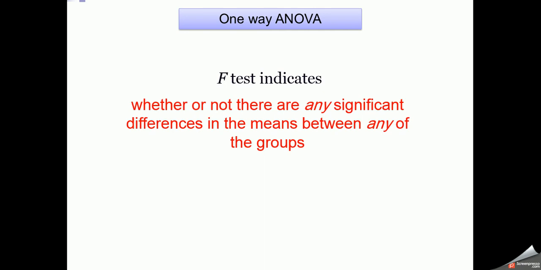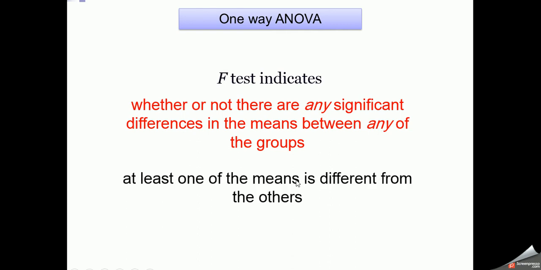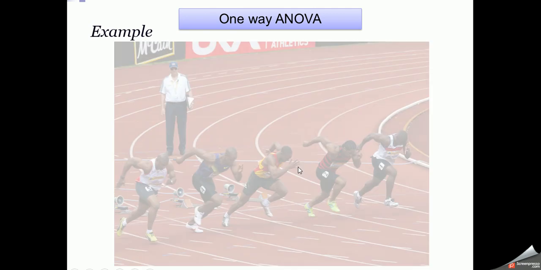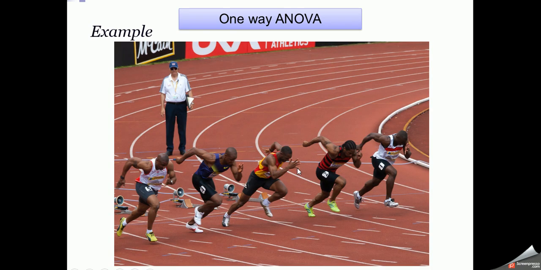So for this test we use the F test, and the F test indicates whether or not there are any significant differences in the means between any of the groups. As I said before, when the F test significance level is 0, it means that one of the means is different. So we check the significance value, whether it is less than 0.05 or more.